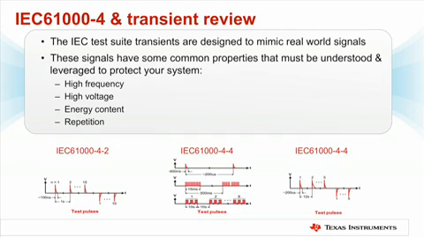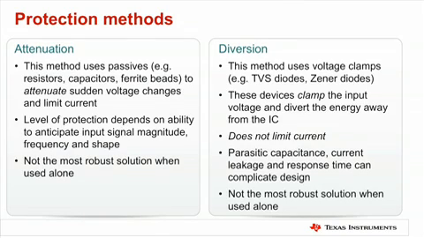IEC tests replicate real-world transient events that are high voltage and high frequency signals with potential for large current. These signals may be repeated, so the circuit must be robust enough to survive multiple strikes without permanent damage. The two basic strategies we'll employ to protect our system are attenuation and diversion. These strategies will take advantage of two properties consistent across all of the IEC 61000 transients: their high frequency component and their high voltage component.